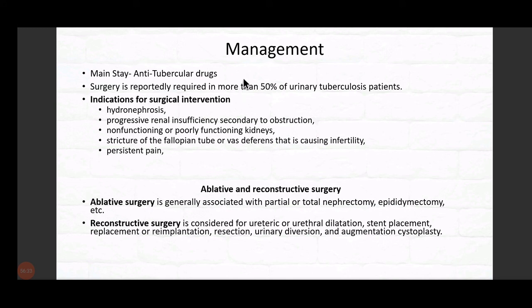If the kidney has become poorly functioning, non-functioning, you may have to do a nephrectomy. If genital organs are involved, they cause infertility and you will have to do treatment accordingly. It may be a cause of persistent pain. Only then you remove that particular organ. Else it may not be needed. Only ATT may be sufficient. ATT is 4 drugs in the starting intensive phase and 2 or 3 drugs in the continuation phase.